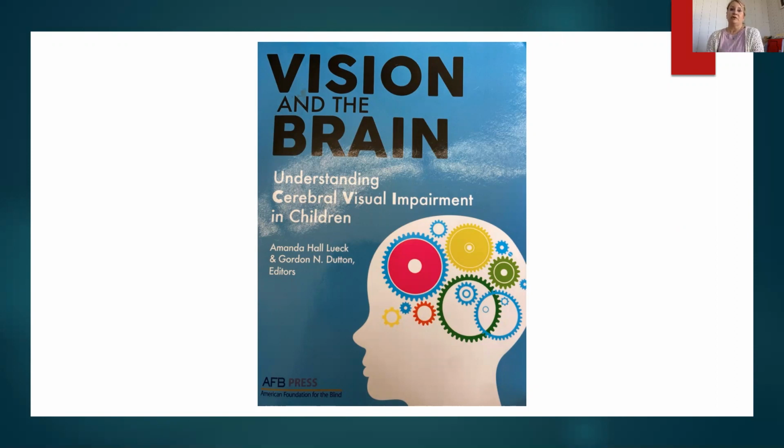The counterpart to him, Amanda Hall Leake, Dr. Leake, is also very well versed in this. And it's Vision on the Brain: Understanding Cerebral Vision Impairment in Children, through the American Foundation for the Blind, otherwise known as AFB Press. And there's just a lot of really good information in there.